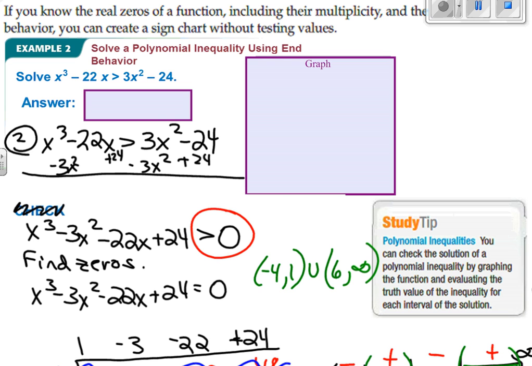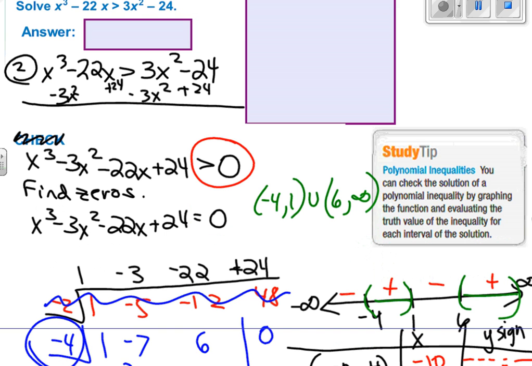This is the problem from yesterday. And just some reminders of what we do with these problems. We get one side to be 0, and then we set it equal to 0. Yesterday we found the zeros. Today we'll find zeros or asymptotes.